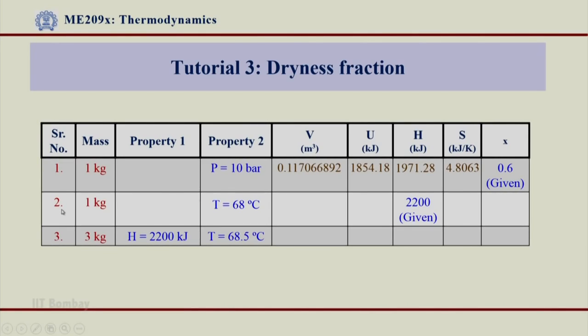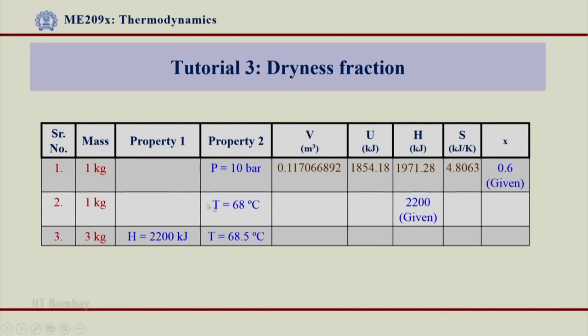Let us go now to problem number 2, where again the mass is 1 kg. What is given is a temperature of 68 degrees centigrade. What is also given, as the other property, is enthalpy 2200. So I have two properties now, temperature and enthalpy, and I have to get all other properties.